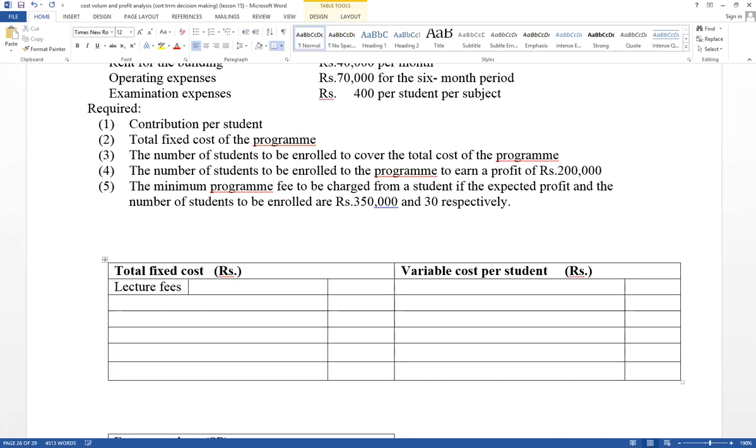How to calculate the value? Per hour 2,000. There are 15 hours each subject will be taught. Then there are 10 subjects available. Therefore this is the total lecture fee. Total lecture fees equal 300,000. It does not vary with the number of students. Therefore that is a fixed cost. If it is a fixed cost, total value should be calculated.